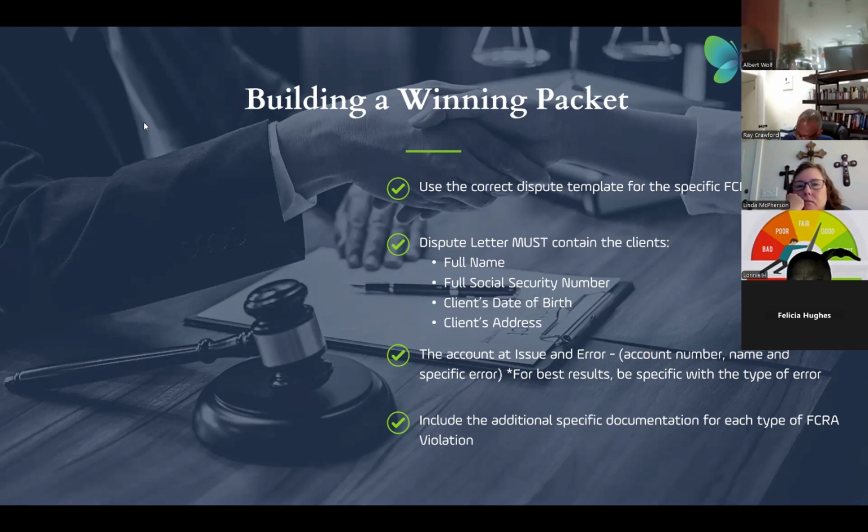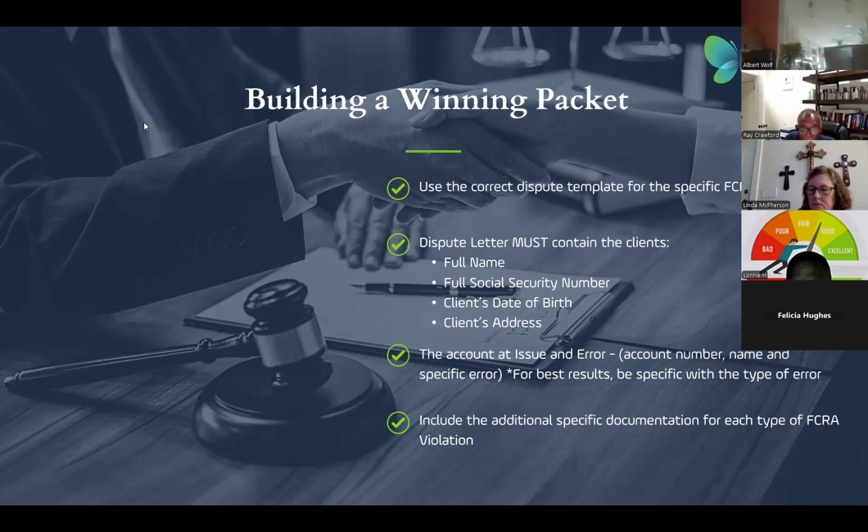The other things that you would want to include in your FCRA packet for the consumer law firm is the full name, full social security number, the client's date of birth, and the address, and the specific account at issue and the error. So they want the account number, the name, the specific error. And for best results, you need to be very specific.